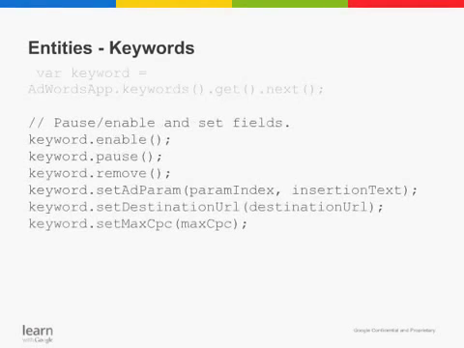For keywords, you can modify a few different things, such as setting an ad parameter, setting a destination URL, or a max CPC. Please note that if you want to update the keyword, the actual keyword text and or the match type, you will actually have to remove and add a brand new keyword in order to make that change. This is actually what the AdWords UI does behind the scenes for you. And you might notice this when you see that the statistics for the old keyword don't exist anymore.